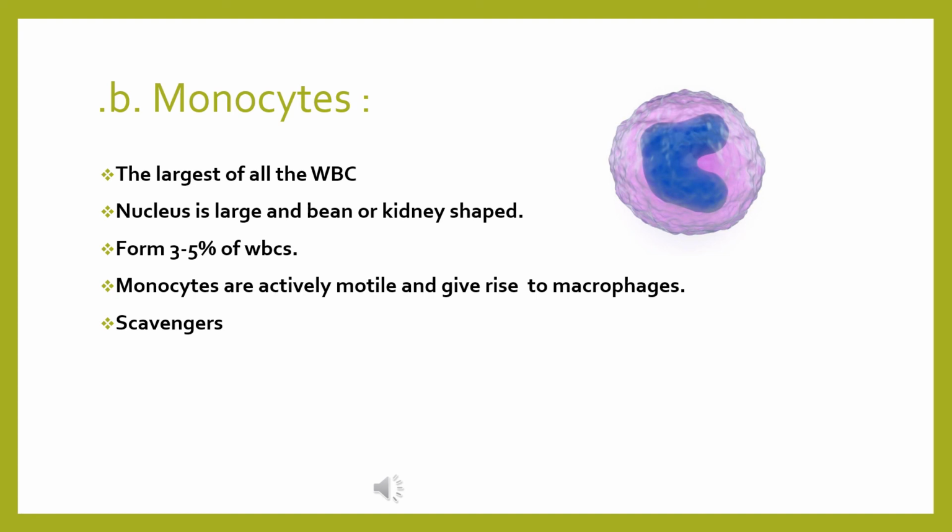Monocytes are actively motile and can give rise to macrophages. Macrophages are phagocytic in action. They kill and engulf the antigens. They kill and destroy the bacteria, and damaged tissues are engulfed by the macrophages by the process of phagocytosis. They are also known as scavengers which clean the dead bodies of antigens.